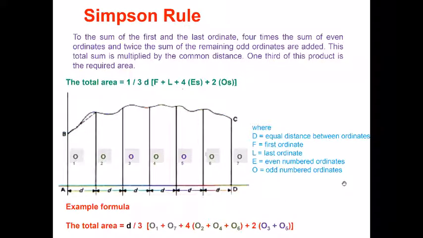Now this method has one limitation, and the limitation is that in order to apply this method, the total number of ordinates has to be odd, or the total number of strips has to be even. So in this case, we have 1, 2, 3, 4, 5, 6, 6 number of strips. So that should be even, and that means the total number of ordinates should be odd. That is because this equation is derived considering two strips and 3 ordinates. And when you apply that equation to the complete number of strips, we get this equation.